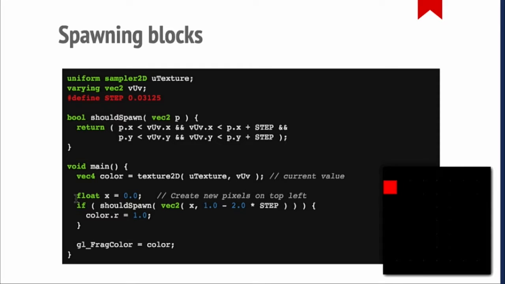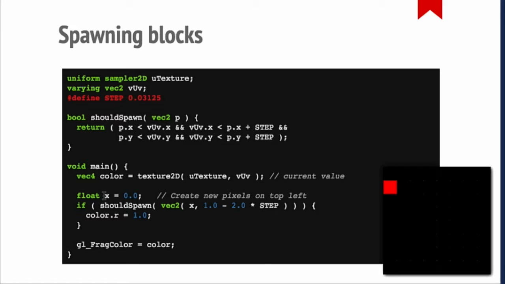Now you should notice here that this x parameter that I'm passing in is a constant. So this is always going to draw the same pixel in the top left. And that's not what we want. We want to have some way of randomly changing this on every frame. So you might ask, how do we do that?